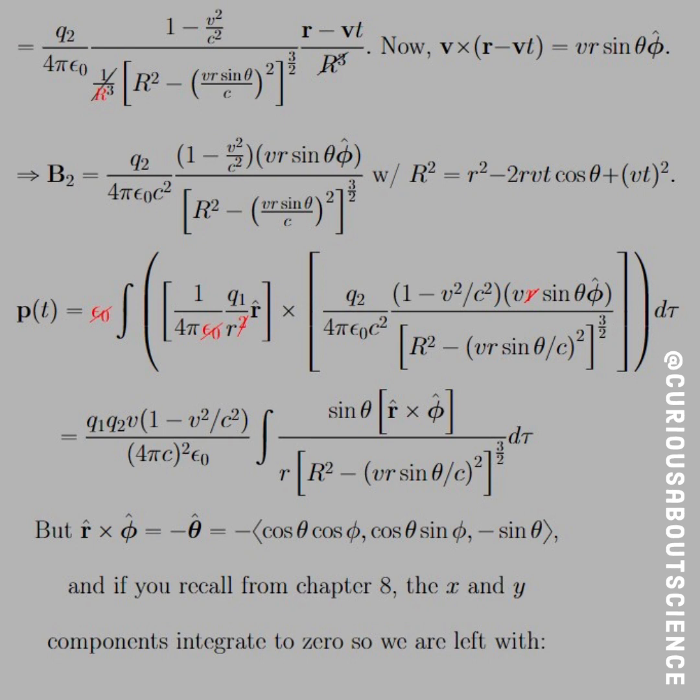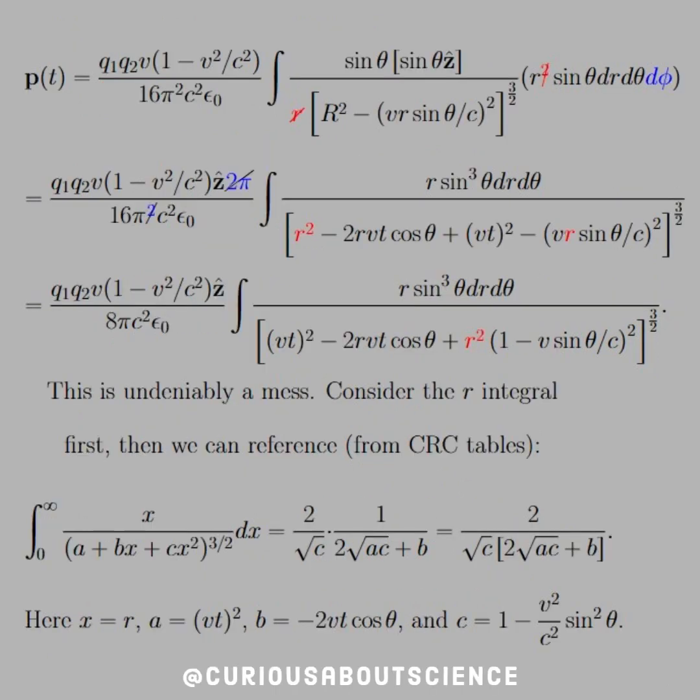And if you recall from chapter 8, the x and y components integrate to 0, so all that we're left with is the z component. Okay, we can deal with that. That's definitely a nice fact of these symmetries with these odd things that cancel everything out. So let's do it, and we take advantage of it. With that being said, we're left with just a sine theta z hat.